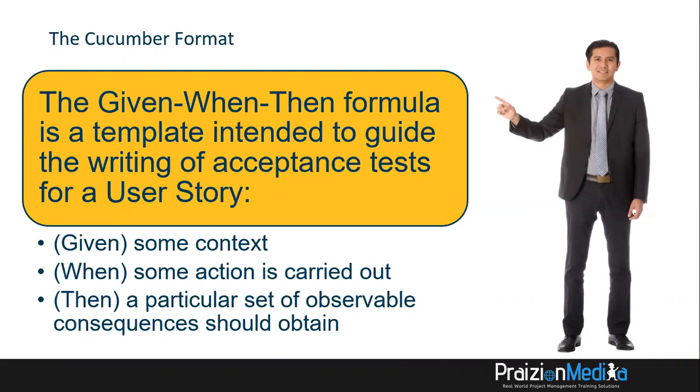Given, when, then is a template intended to guide the writing of acceptance tests for a user story. Given some context, when some action is carried out, then a particular set of observable consequences should obtain.